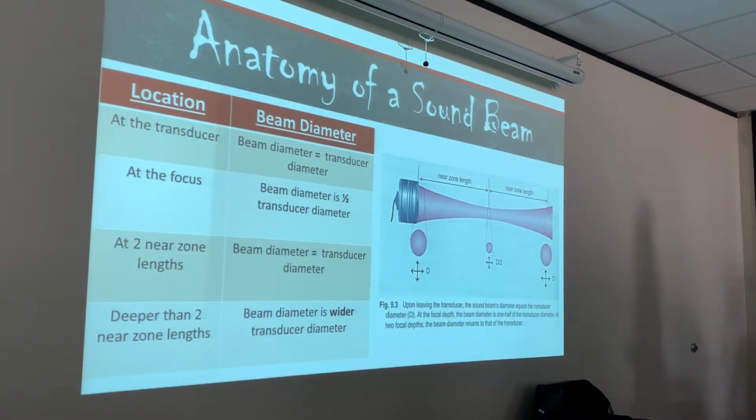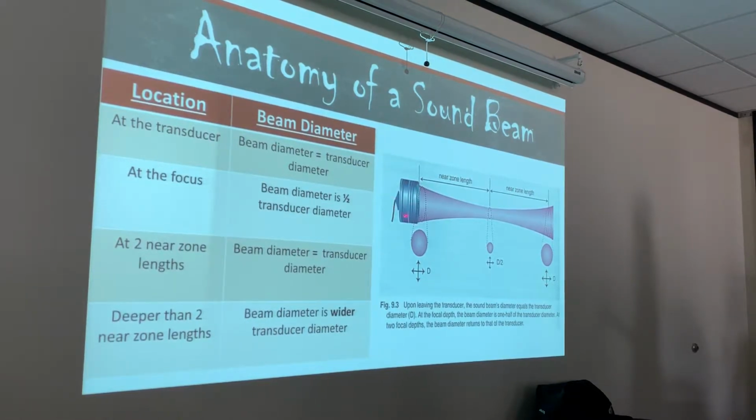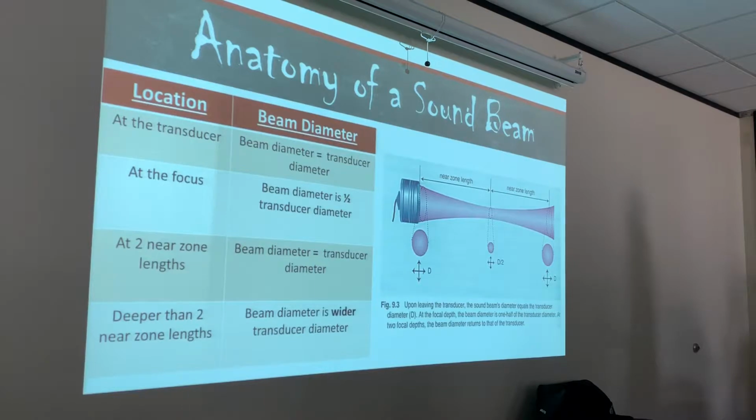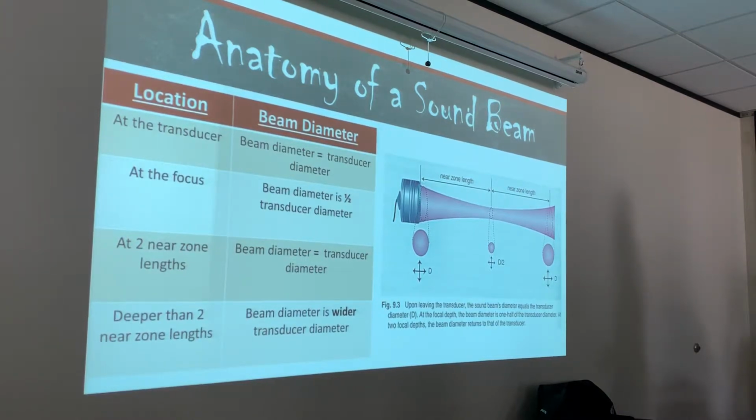So again, whatever the size of the PZT element, the transducer face itself, that's going to be the diameter of the beam as well. At the focus, the beam is going to be half the size that it is coming out of the transducer. At two near zone lengths, the beam is back equal to the transducer diameter, a perfect hourglass shape. Anything deeper than two near zone lengths, the beam is going to be wider than the transducer diameter.